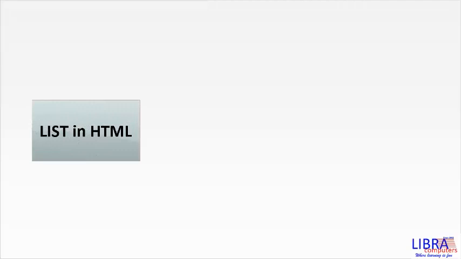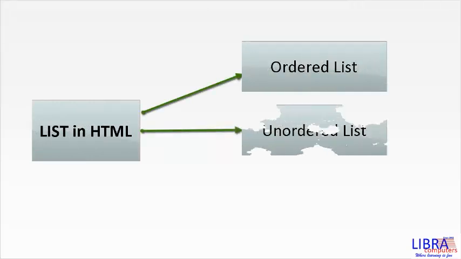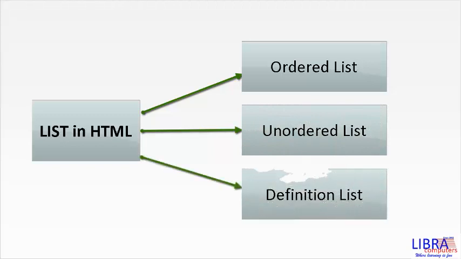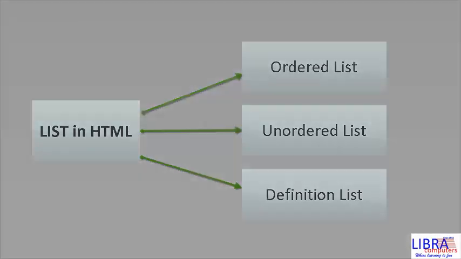Now, list tags are classified into three types. They are ordered list, unordered list, and the last is definition list. We will go through each of the topic practically.